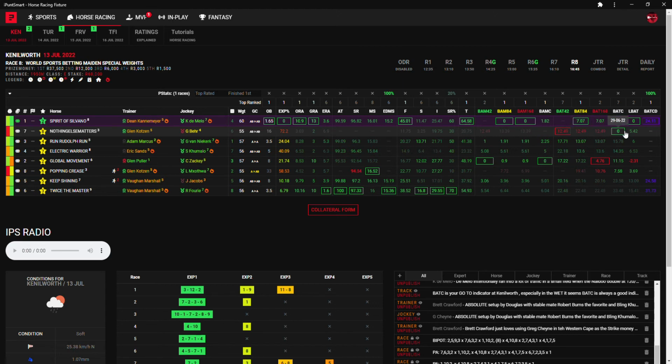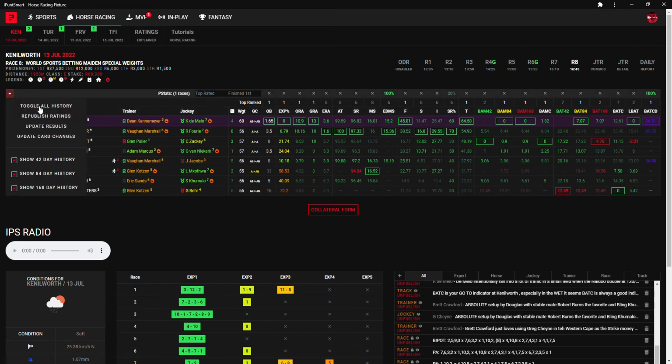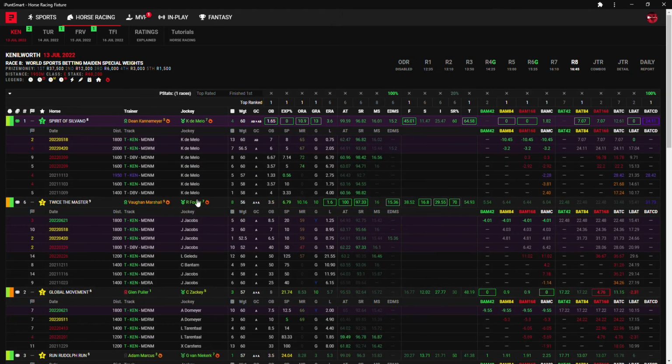Now Nothing Else Matters does have the best consistency, but it's only from 2 runs previously, where Spirit of Silvano has had 7 runs previously. Now when I look at this, it is a maiden with special weights, so we're starting to handicap maidens, which is fine, because essentially if the horse can't win, we must give him a little bit of a chance to win, to get into the maidens.